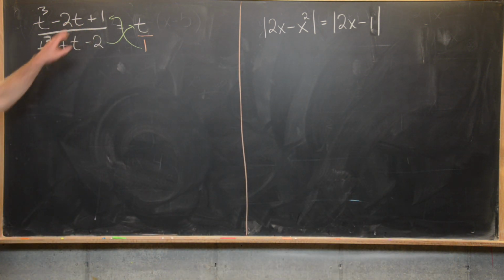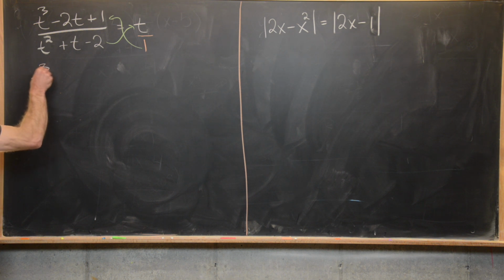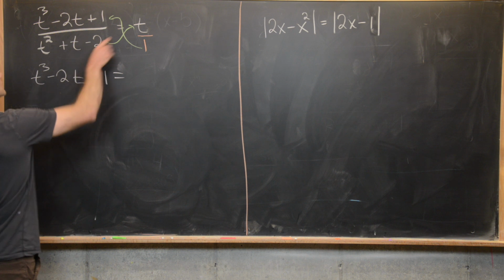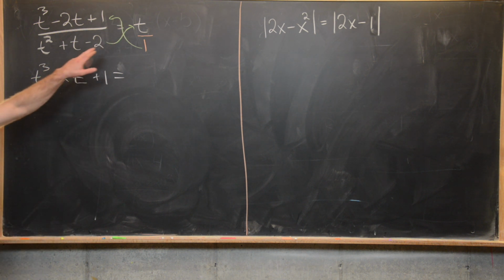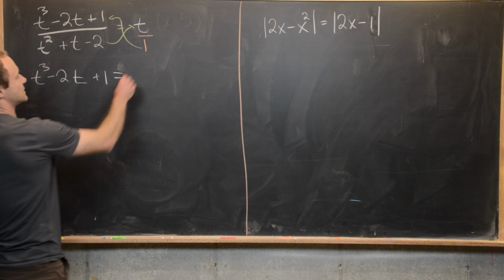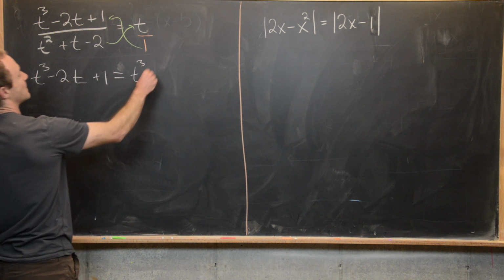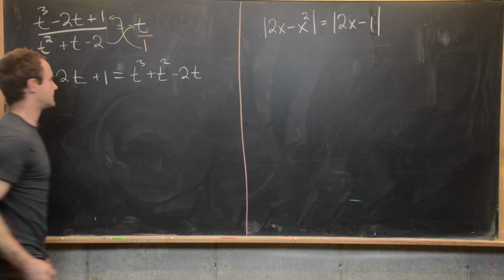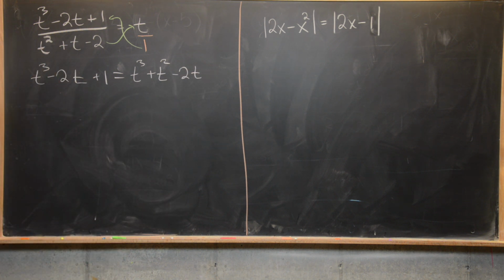So if we multiply 1 up here, well, that doesn't change anything. So we've got t cubed minus 2t plus 1. Then we multiply t squared plus t minus 2 up to the t. So that's going to give us t cubed plus t squared minus 2t. So something like that.